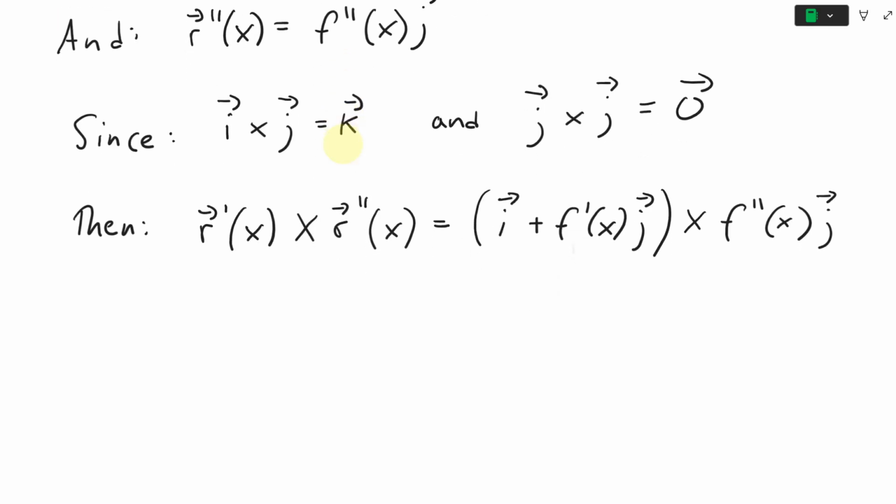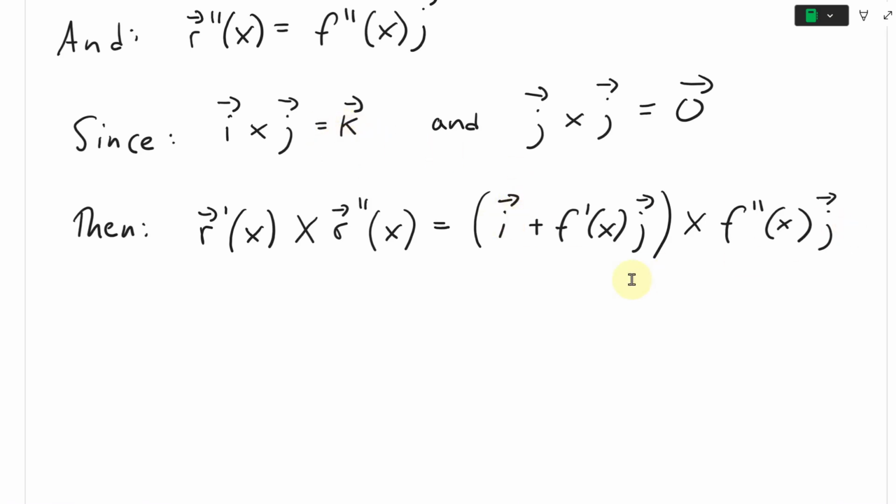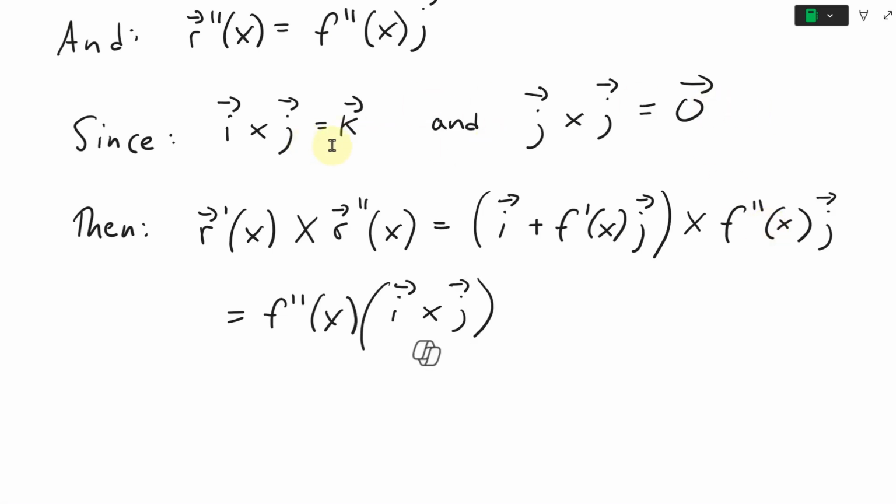All right, so what we end up having is, we could just multiply these inside using basic vector function properties for the cross product. This is going to equal i cross with f double prime. Actually, this is a scalar, so we can move that out of there. I'll take this out and put it in the front, f double prime of x, and then put another bracket. But we're going to have i cross with j, and that equals k. This equals the k vector.